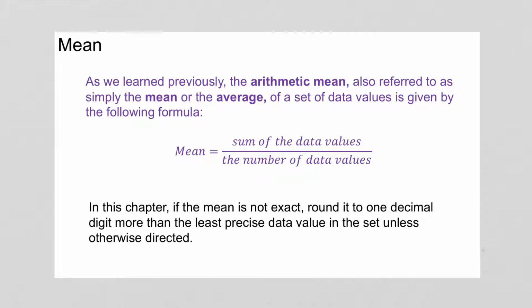Anyway, the mean, or the arithmetic mean, however, either way, of a set of data values is given by this formula. You add up all the data values and then divide by the number of data values.